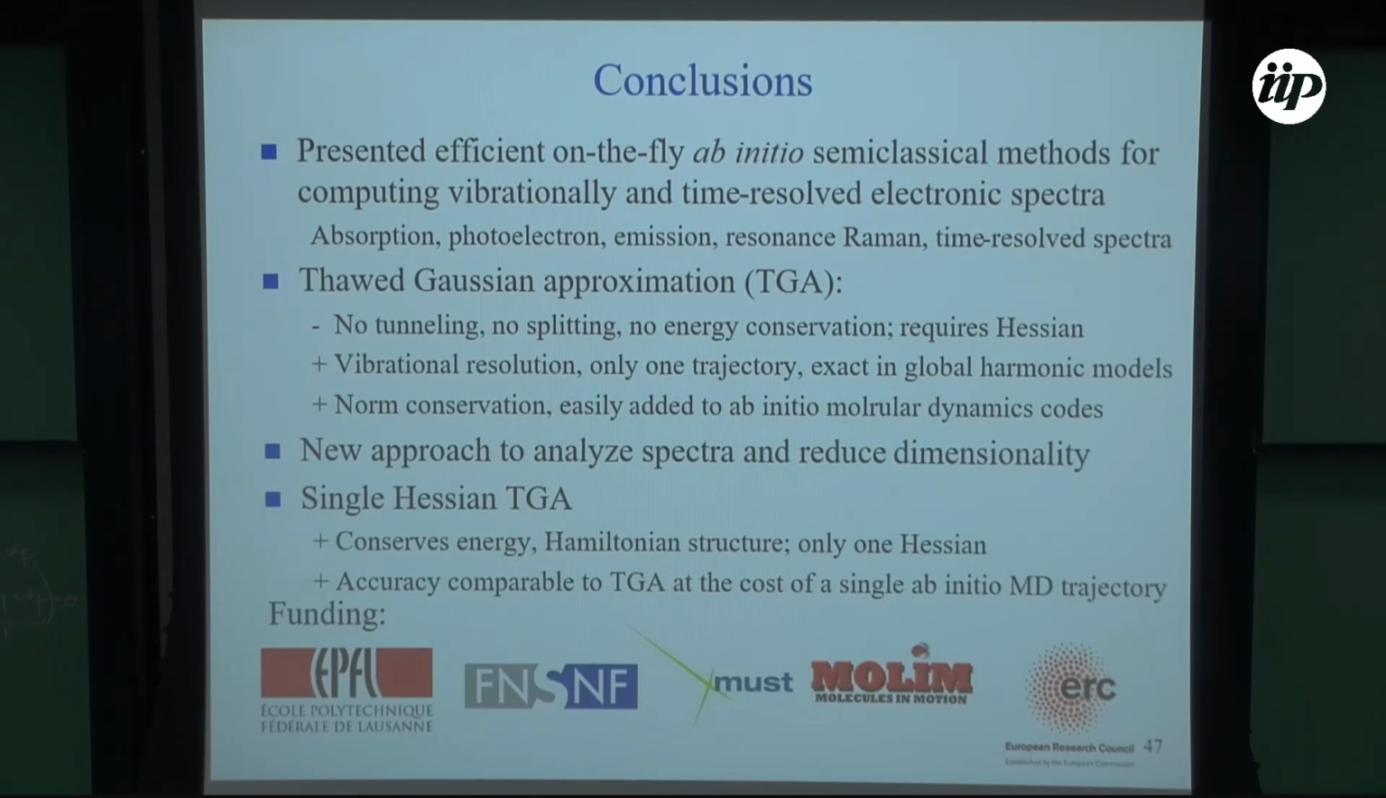Sometimes I'm even surprised how well it works. I showed you a new approach to analyze spectra and reduce dimensionality, although not in detail. And what I'm excited about is this single Hessian thawed Gaussian approximation, which surprisingly conserves energy, has Hamiltonian structure, and is almost as accurate, in some practical examples, as the thawed Gaussian itself. So thank you for your attention.